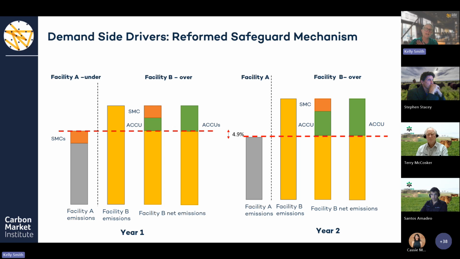Interestingly as well, currently there's no limits on ACCU quantity or type used to meet your baseline, but it is the case that if you buy more than 30% of your baseline in credits to get your net position right, then the company essentially gets called to the principal's office and has to write a please explain letter to the minister.